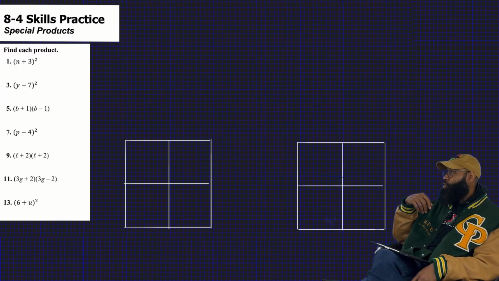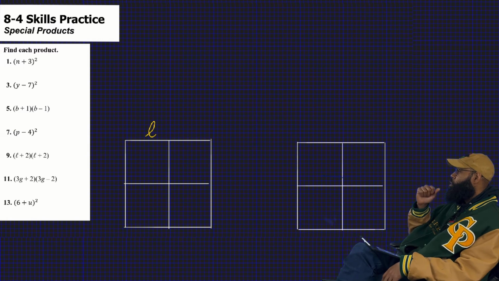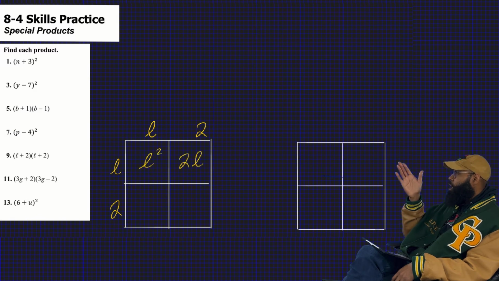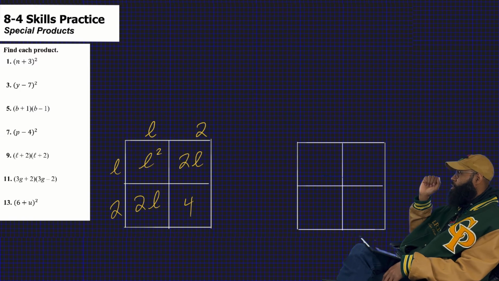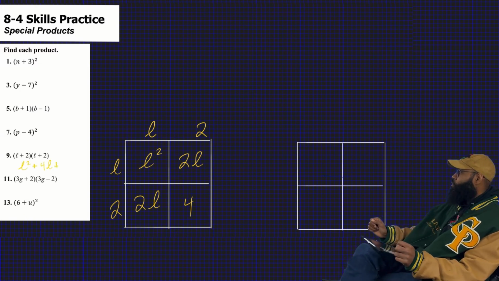And remember, guys, feel free to pause at any time, move ahead, check what you got. But I'm getting right into it. Number 9, L plus 2, all times L plus 2. So L plus 2, L squared, 2L, 2L, and 4. We're just filling it in, guys. Collect the like terms in the bottom there, 2L and 2L give you 4L.